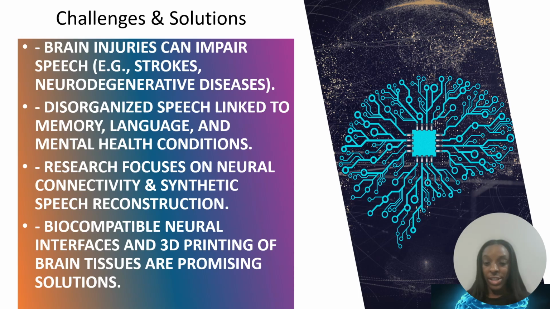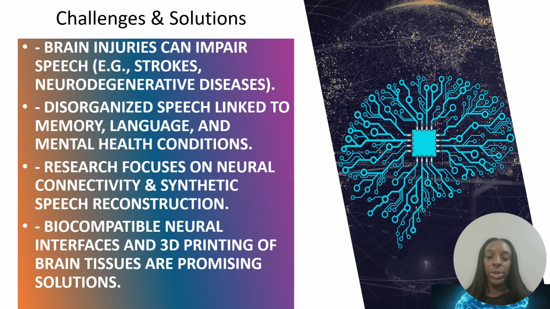So now let's talk about challenges and solutions. First, brain injuries like from strokes or neurodegenerative diseases can damage areas like Broca's or Wernicke's, which are key for speech. That leads to problems with speaking, understanding, or even organizing thoughts into words. There's also disorganized speech, which can be linked to memory and mental issues like schizophrenia. Basically, the brain's normal pathways for language get disrupted.